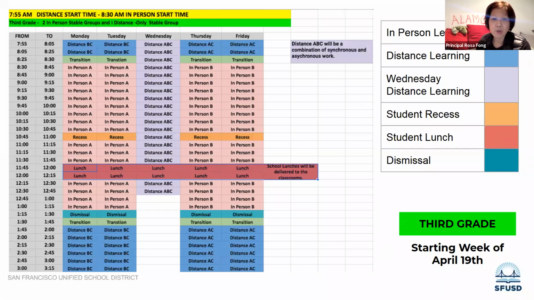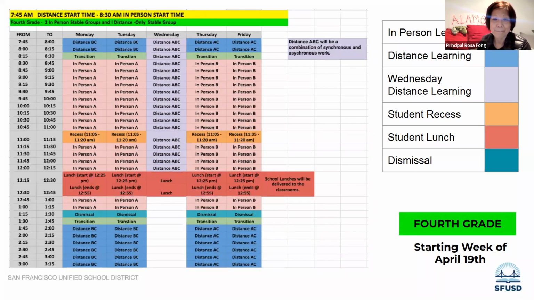Then the following week, beginning on the week of April the 19th, we begin our third grade, fourth and fifth. So this is the third grade schedule. Again, very similar. The only difference again is the recess and the lunch. Okay.